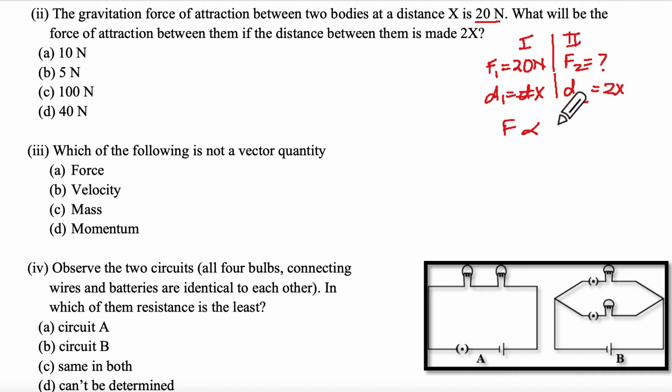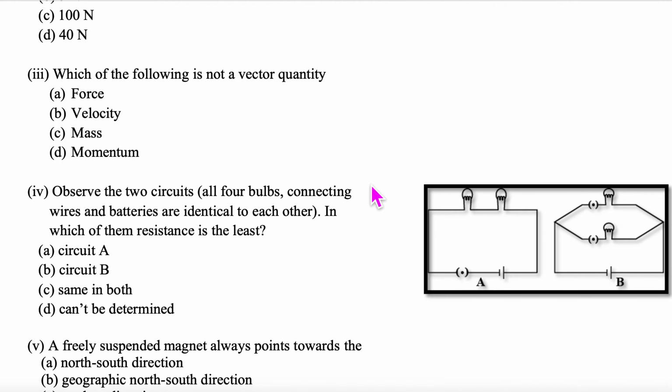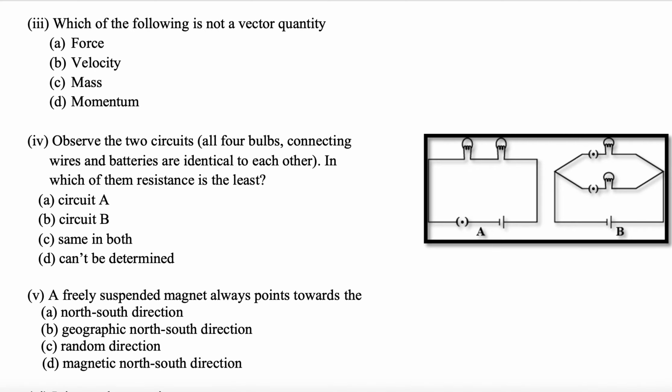Then what you have to know: force is inversely proportional to d square. Therefore you will use F1 upon F2 equal to d2 square upon d1 square, and then we will solve that. I'm not solving everything, I'm just discussing it. Tell me, which one is not a vector quantity? The one which has only magnitude means this.